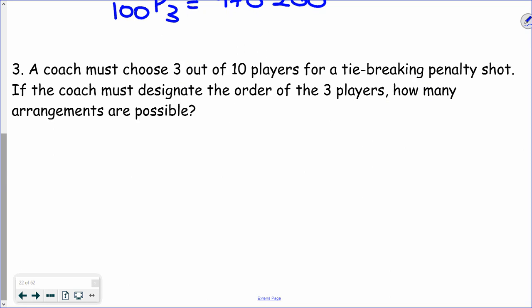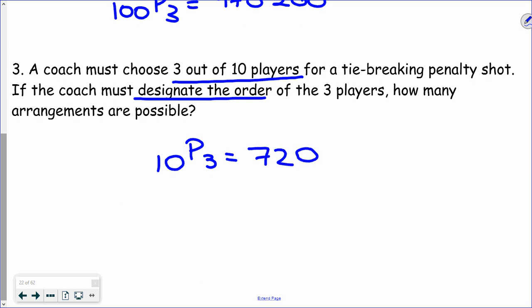Three says a coach must choose 3 out of 10 players for a tie-breaking penalty shot. The coach must designate the order. So he has to designate the order. Order matters. That's a permutation. I have 10 players to pick from. I need to pick 3. 10P3 is 720. So again, when order matters, you are more than welcome to use that permutation button on your calculator.